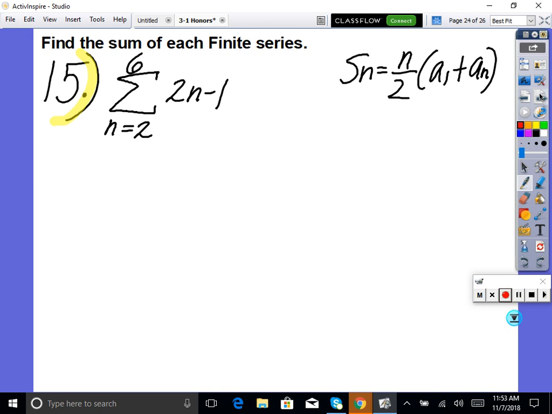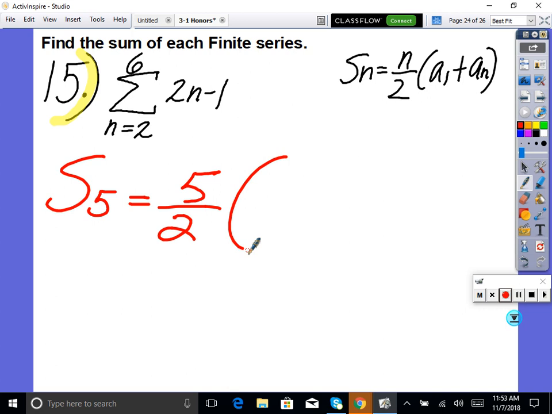So you do the top minus the bottom, but then you gotta account for the bottom, so add 1 each time. So that'd be 5 terms. So you'd say the sum of 5 terms is equal to 5 over 2 times a sub 1. How do I find my first term? Plug in the lower limit. So plug in a 2. That'd be 4 minus 1, 3, plus the last term you're summing up would come from your upper limit. Plugging in a 6, you get 12 minus 1, which is 11.